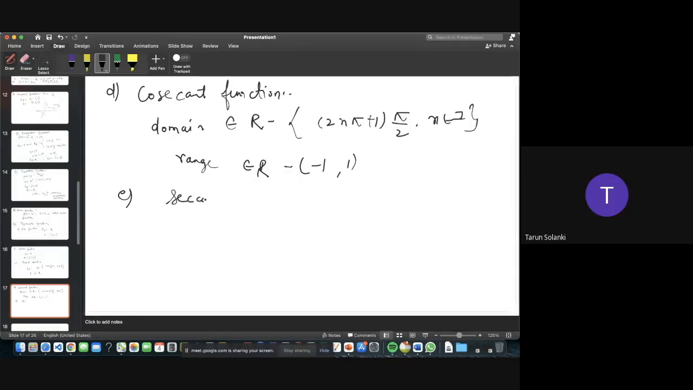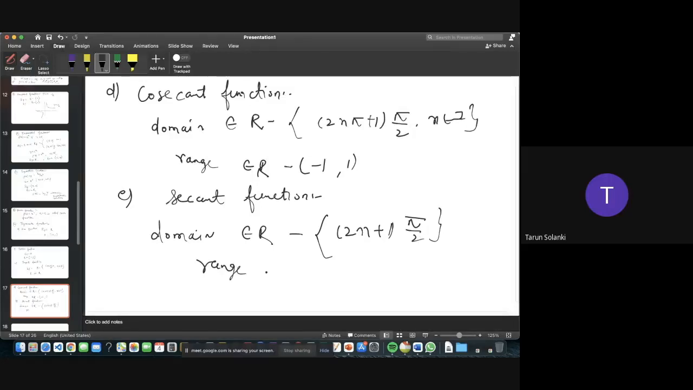Next, if we talk about the secant function, so which is taking domain belongs to R minus of this (2n+1)π/2, and the range belongs to R, which is -1 to 1 excluding, right?